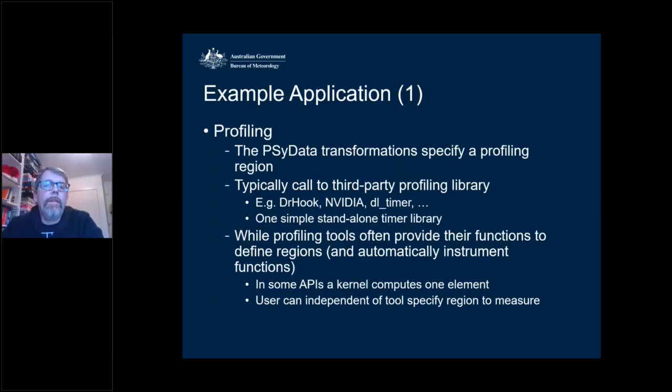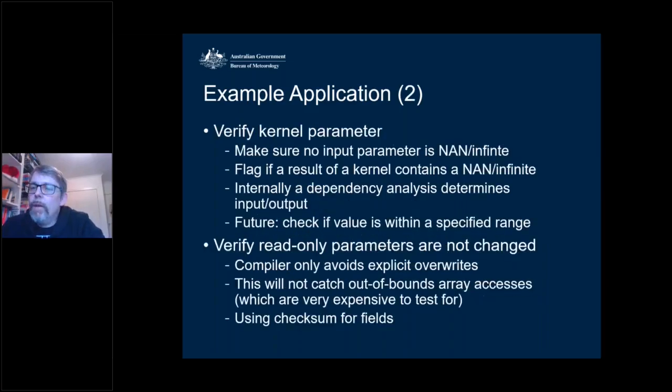The second application is to verify kernel parameters. This means, for example, we can make sure that no input parameter to the kernel is not a number or infinity. We can also flag automatically if the result of a kernel call contains not a number or an infinite result at the end. Internally, we have a dependency analysis running that determines what the input parameters and what the output parameters are. So there's no need for you to specify this. It will be done for you automatically.